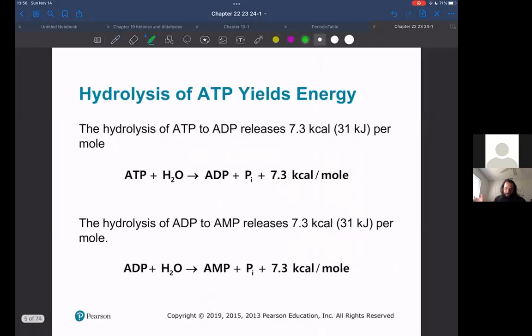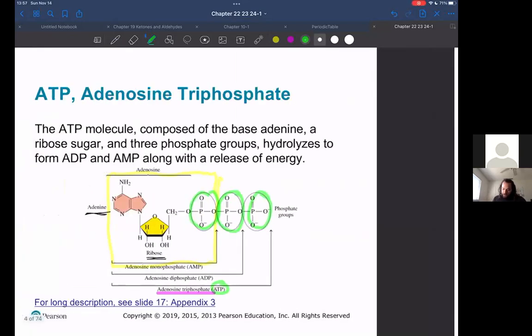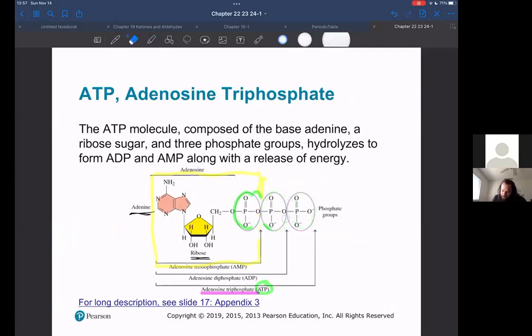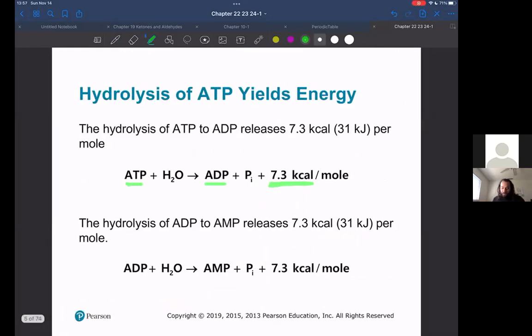Okay. How is ATP used as energy in the cell? Well, converting ATP to ADP, cleaving off one of those phosphate groups, is an incredibly favorable reaction. It releases 7.3 kilocalories of energy per mole of ATP, which is a good amount. Going back to our ATP structure here, what we would be doing is cleaving, or really hydrolyzing, this phosphodiester bond right here, creating ADP and then that free phosphate group.